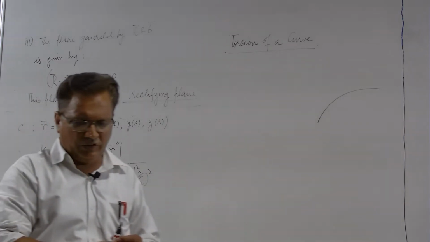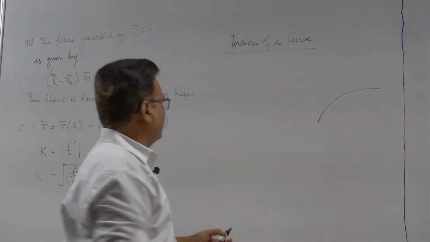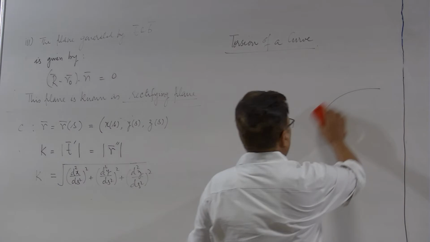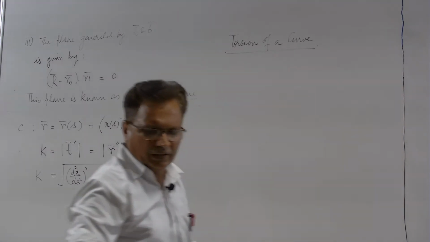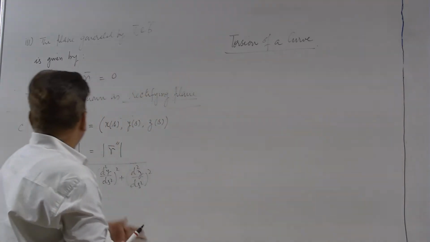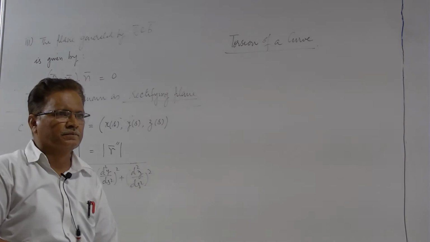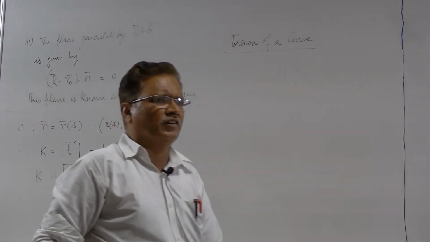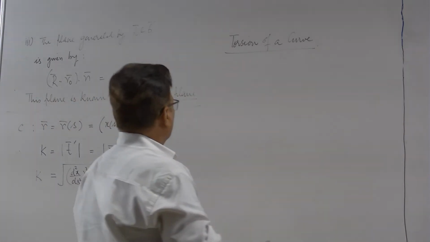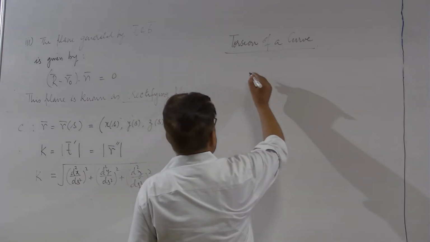So, as in the case of curvature, we will compute the torsion also at every point of the curve. So, first of all, we straight away define the torsion of a curve as the rate of change of the binormal. Can torsion be calculated only for a space curve? Yes, for a plane curve it will be 0. Okay. So, this is the definition of the torsion.